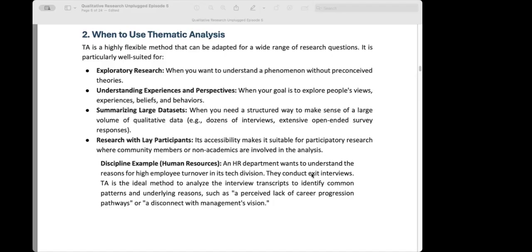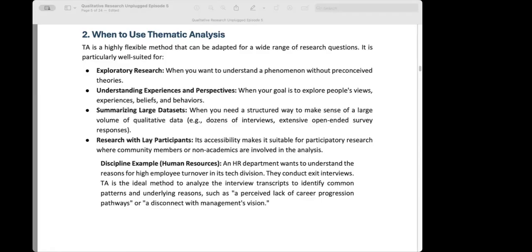What else? Second, TA is perfect when your primary goal is understanding experiences and perspectives. If your research questions are really designed to explore people's in-depth views, their personal lived experiences, maybe deeply held beliefs, or specific behaviors related to a particular phenomenon, TA provides the robust framework to really uncover those nuances. So getting inside people's heads. In a way, yes. Whether it's understanding how employees perceive a new organizational policy, or how customers experience a service interaction, TA helps you truly see the world through your participants' eyes, capturing the richness of their subjective realities.